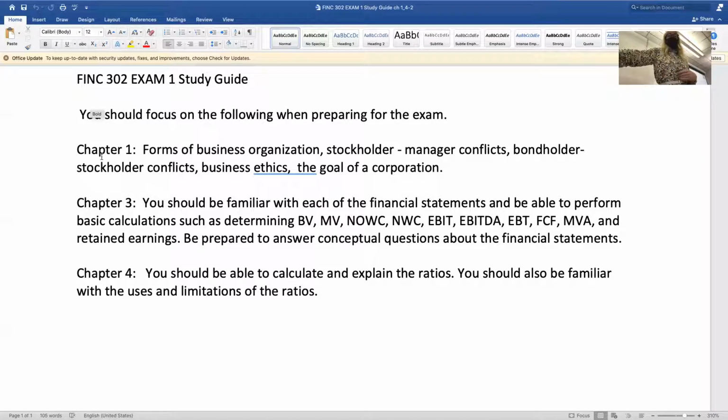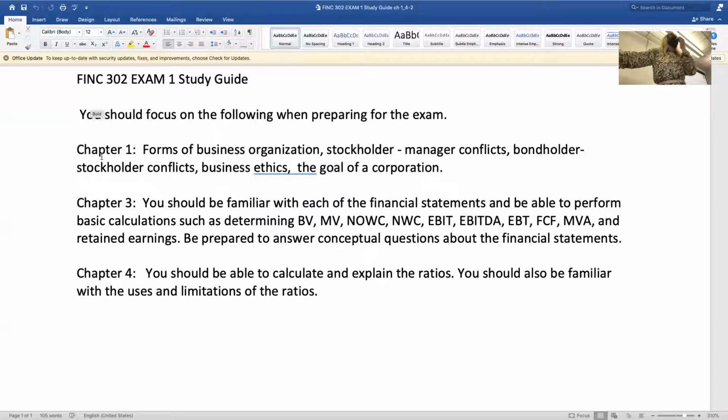Okay, then there's a section on business ethics. Make sure you read that section in the back of the chapter. And then the goal of a corporation. What is the primary goal of a corporation? To maximize shareholders' wealth. To maximize shareholder wealth.